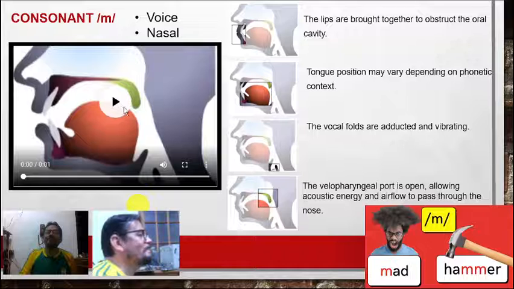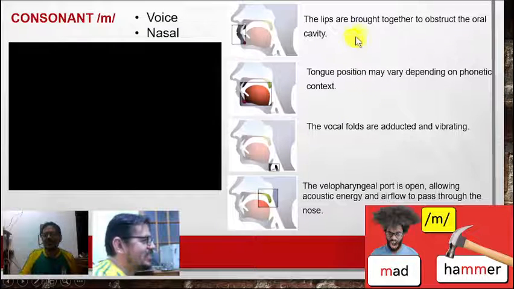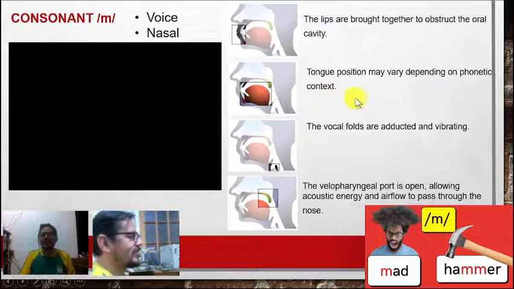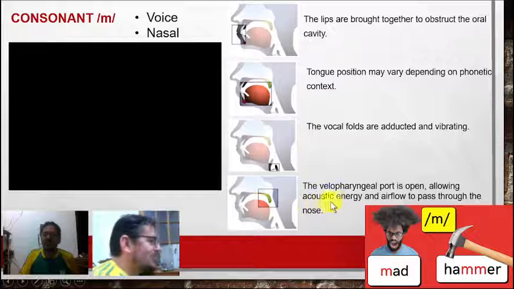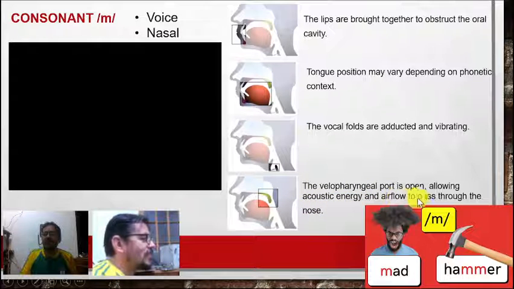Okay. The lips are brought together to obstruct the oral cavity. Tongue position may vary depending on the phonetic context. The vocal folds are adducted and vibrating. That's voiced, right? The velopharyngeal port is open, allowing the acoustic energy and airflow to pass through the nose. Examples are mat and hammer.